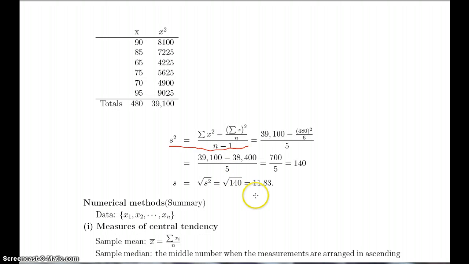This is going to be the end of this video, because in the next video we will talk about the relationship between these measures and their population counterparts. See you in the next video.